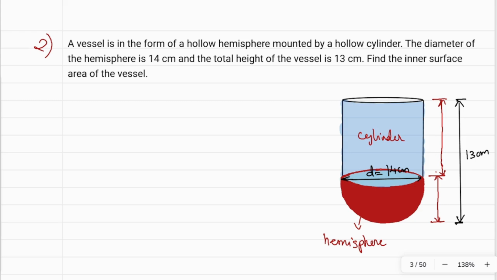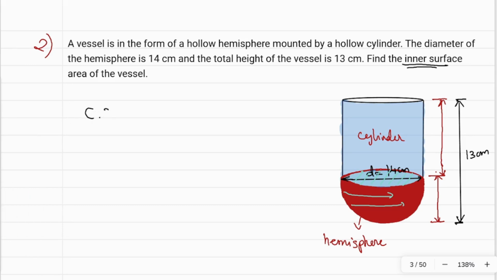In the base, the red colored one is our hemisphere and the blue colored one is the cylinder, right? So first they are asking us to find the inner surface area. Inner surface area means this is a hollow empty container, right? So there is no need to find this circular region's area. So what do we need to find? The curved region's area for the hemisphere, as well as the curved region only for the cylinder.